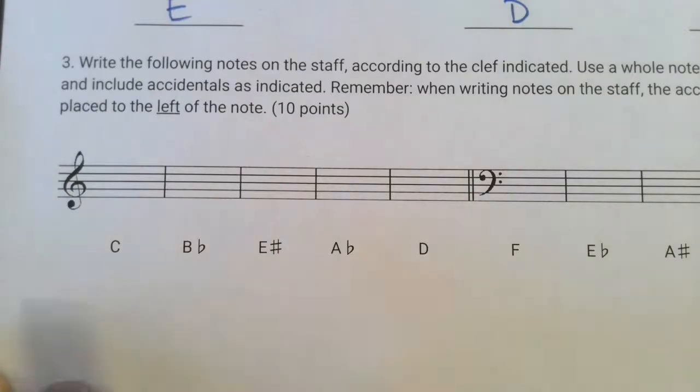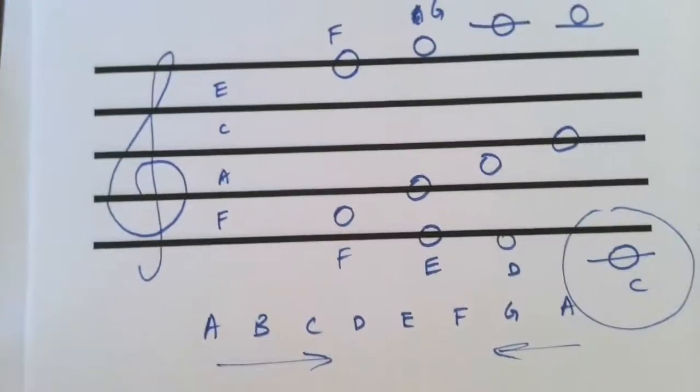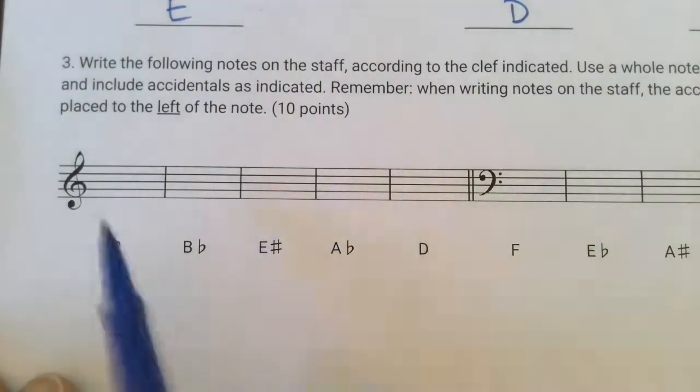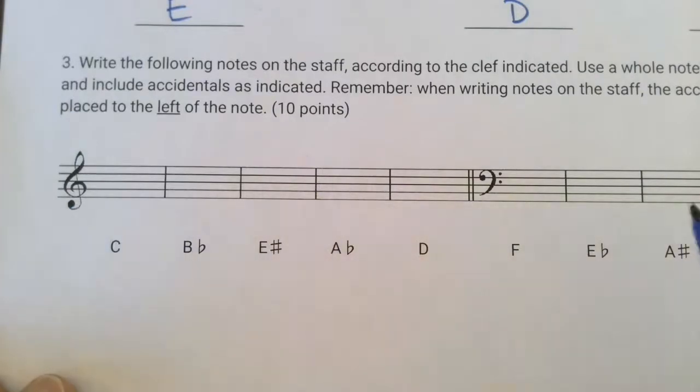Okay. So in this case, this is very much related to what we've talked about before in terms of note naming. Okay, so we're just doing it in a slightly different way. I'm asking you to write out the note on the staff. Notice that there are two clefs. These first five are associated with the treble clef, the next five associated with the bass clef.